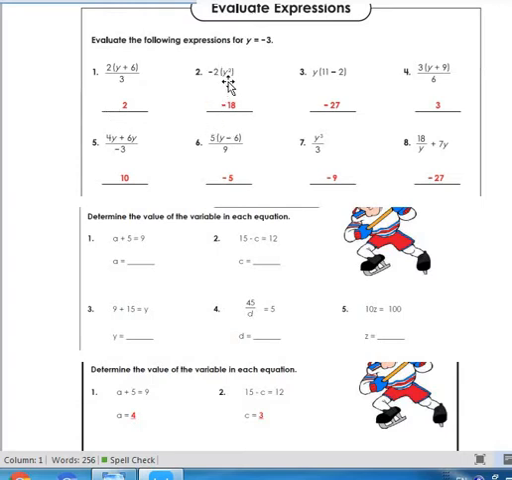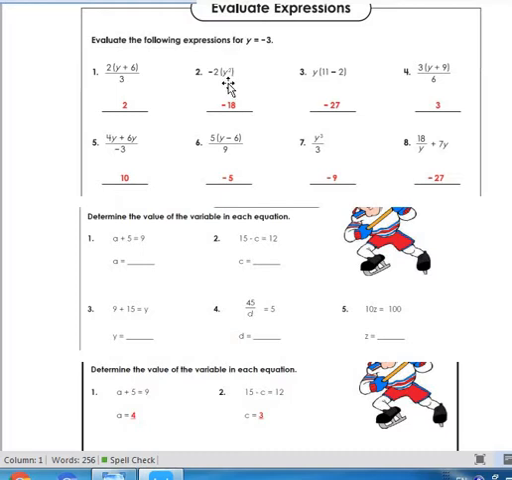Okay, y squared, or y to the power 2. How can I solve it? PEMDAS: solve what is in the bracket. But first, what is the most important step? Don't forget to substitute negative 3 instead of y. So negative 3 power 2.